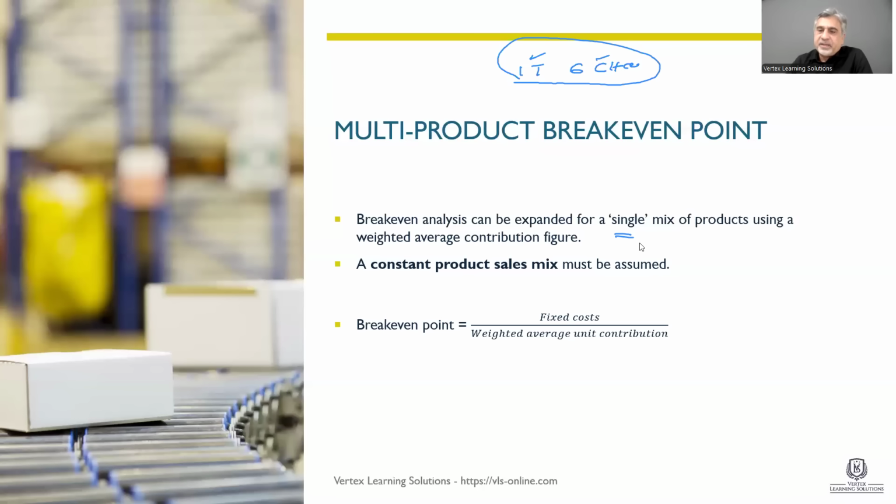Break-even point BEP, the formula remains pretty much the same. Before, you had your total fixed costs on top and you were dividing by unit contribution. For single product, the formula was fixed cost divided by unit contribution. This time you will have the same fixed cost, but you will have weighted average unit contribution, which means the contribution you are getting from this mix. So remember, one table and 6 chairs. This is one mix.